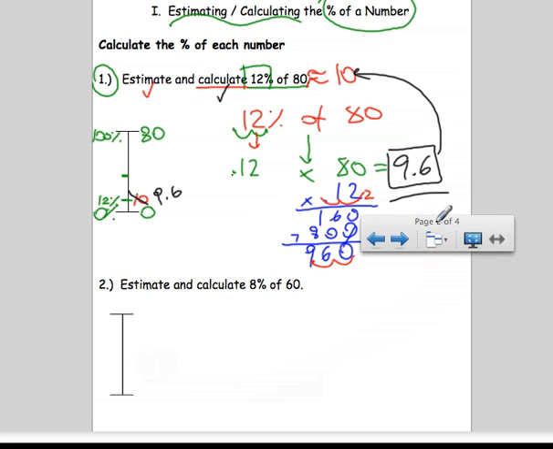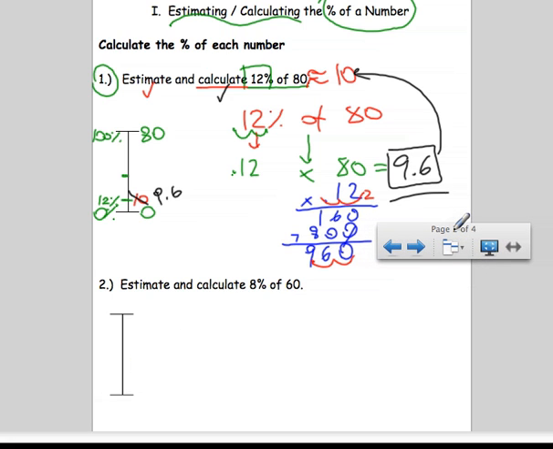I'd like you to try now. Start by drawing an eye chart on your paper and estimate first 8% of 60. Stop the video here and then press play when you're ready to check your estimate before we go on to calculate it. So you're just doing the estimate and then press play after you've estimated.